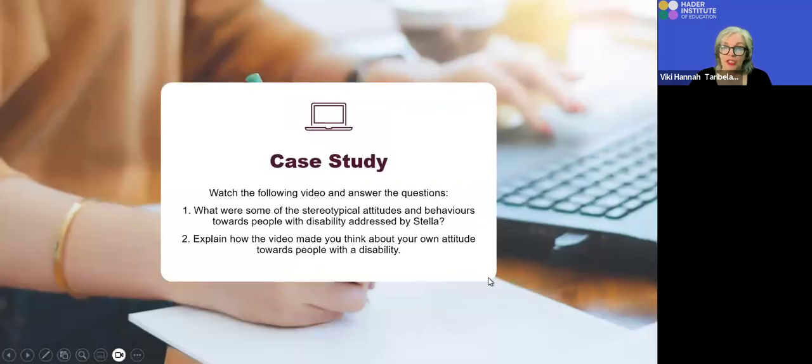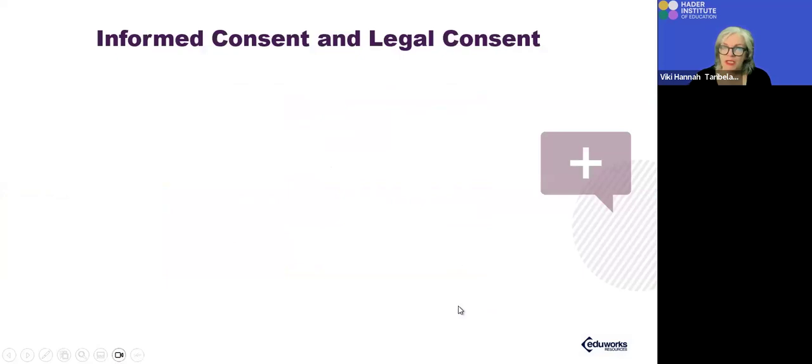So there's a case study for you to go over in your learner's guide. Have a look at Stella and explain how the video made you think about your own attitude towards people with a disability. But it doesn't have to be that case study. You can wait till you get into your assessments. You can have a look at those on the Human Rights Commission, and it asks you some questions about which way you would go, what you would do, and how you may respond. That's a great one to practice too while you're in this study mode.